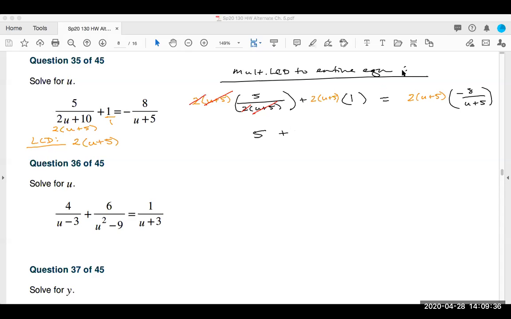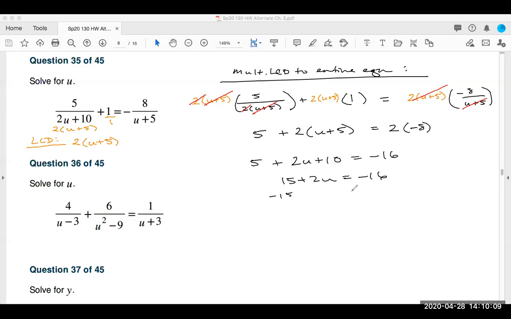You have 2 times the quantity u plus 5. And then over here, u plus 5 cancels with u plus 5. You have 2 times negative 8 left over. So that's 5 plus distribute 2u plus 10 equals negative 16. 15 plus 2u equals negative 16.